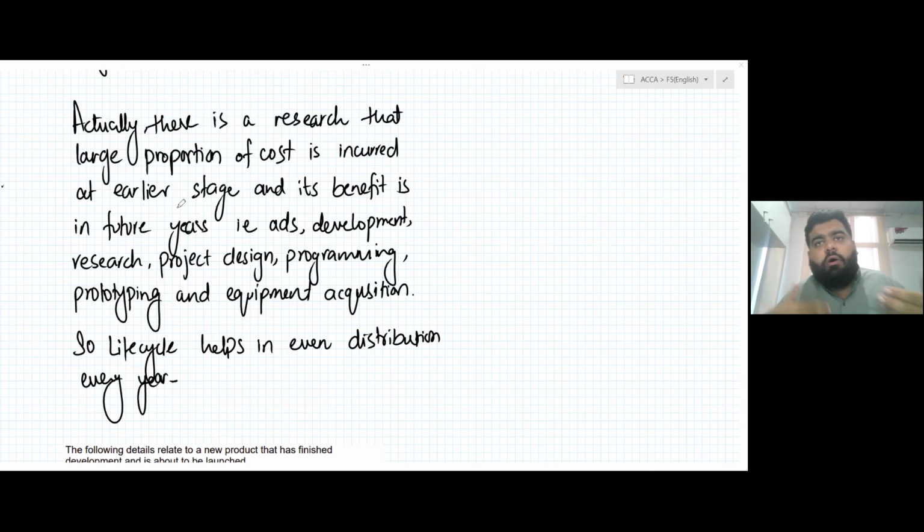With the passage of time, people will accept your product. Not on the first day will they take the product from you. So at the start, revenue is not that much, but cost is higher. That's why at the start of the product life, at the introduction phase, maybe the product is making a loss. But over time, the cost you have incurred in the starting years, its benefit you will receive afterwards.